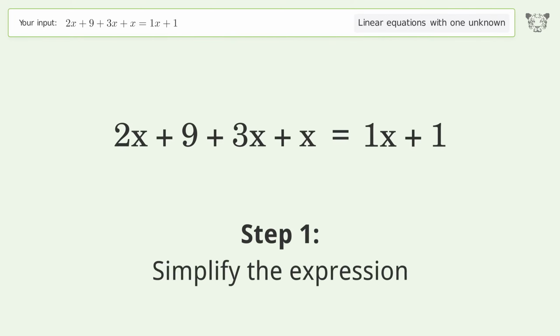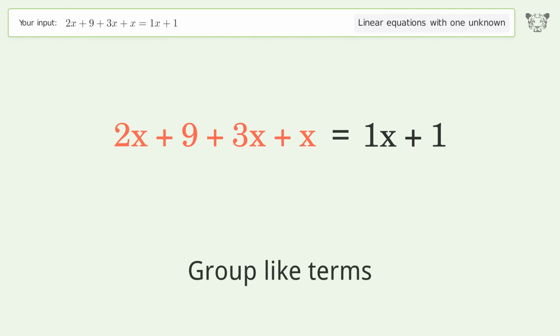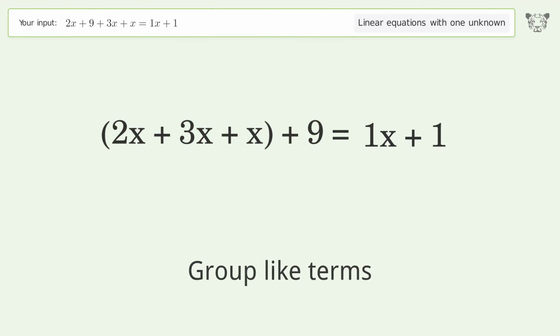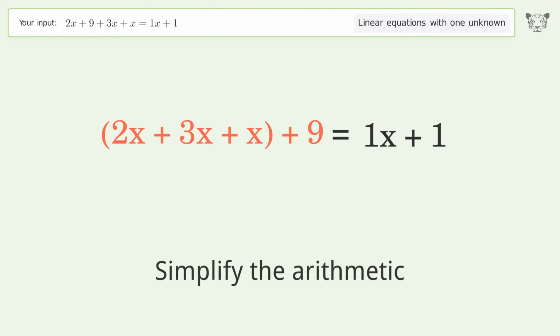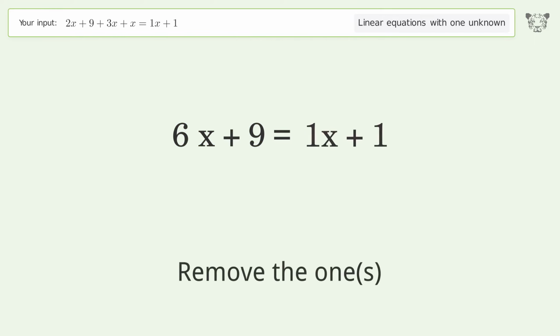Simplify the expression. Group like terms. Simplify the arithmetic. Remove the ones.